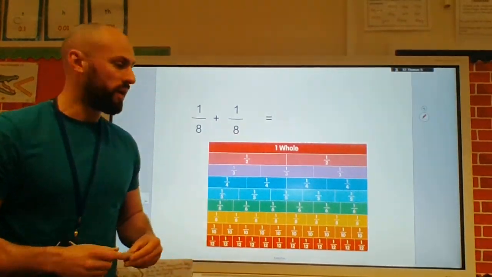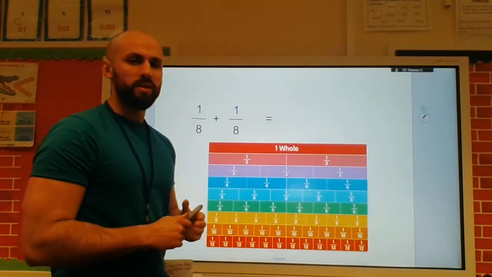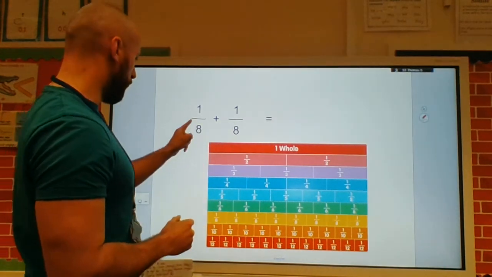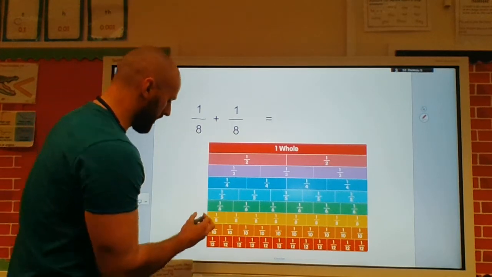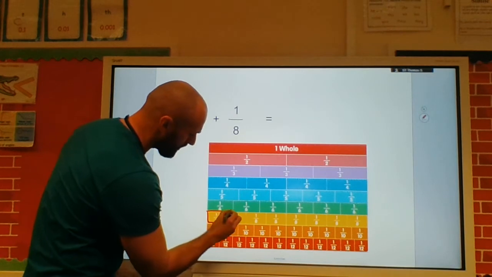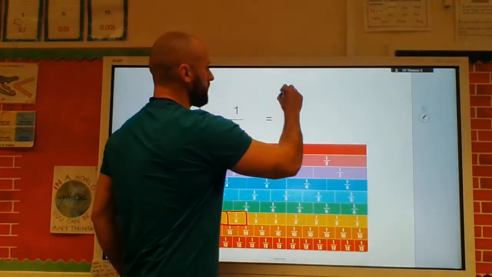Morning Year 5, and again today we're adding fractions, but this time you're going to be asked to simplify your answers. So, first of all, let's solve 1/8 add 1/8. Let's use my fractions wall here. 1/8 add another 1/8 means I've got 2/8.